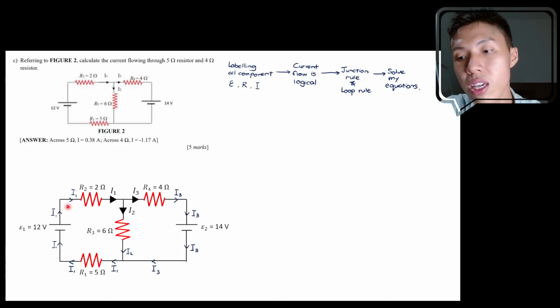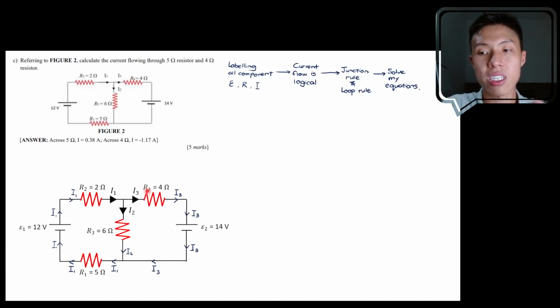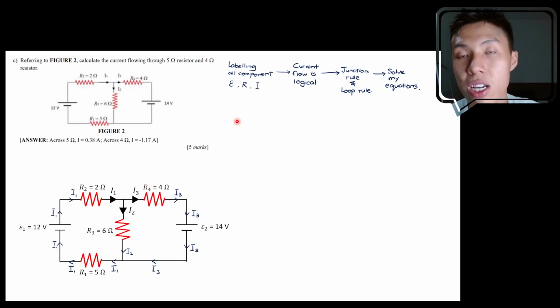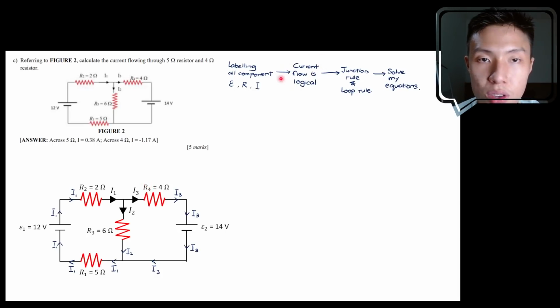Okay, so you make sure everything is logical, then you label them more so that it's easier for you to check whether it's I1, I2, I3 later. Okay, so you're done with the second step. You move on to the third step, which is to do the junction rule and the loop rule.